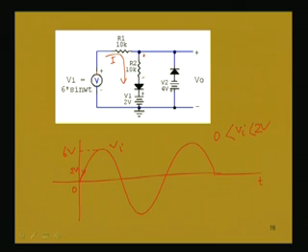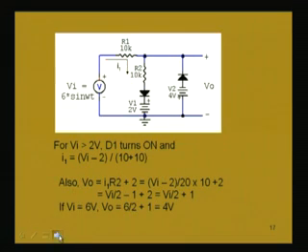So, what is I? I is equal to Vi minus 2, divided by 10 plus 10k, 20k. So, when Vi is greater than 2 volt, D1 turns on, and this I1 we find out: this is Vi minus 2 divided by 10 plus 10 kilo ohm.